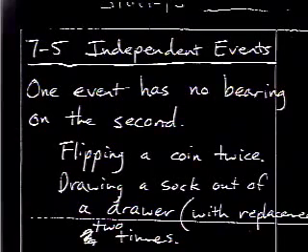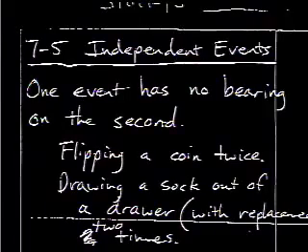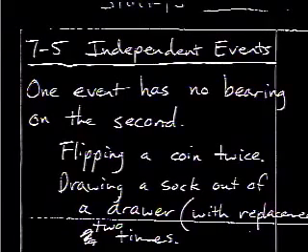7.5 is on independent events. A lot of kids get independent events mixed up with mutually exclusive, so I want to make sure I try to do a very good job of explaining this so that we don't get them mixed up. Independent events are when one event has no bearing on the second event.